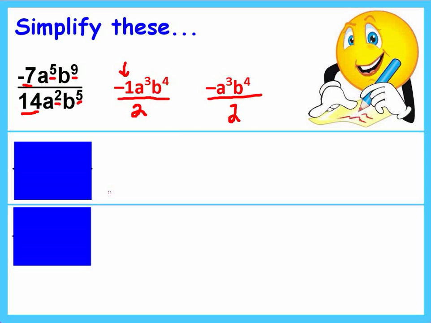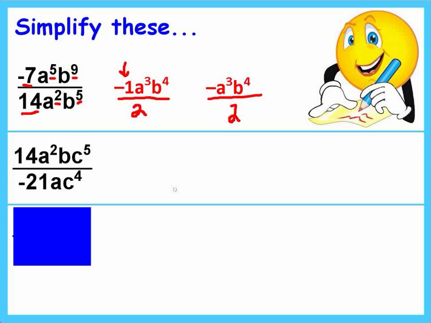Okay? Go ahead, try the second one on your own. Pause it, hit play when you're ready to continue. Again, we have numbers that are divisible by 7. Oops, on both the top and the bottom.